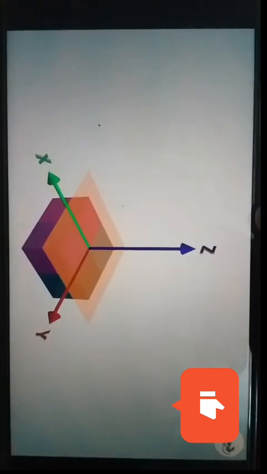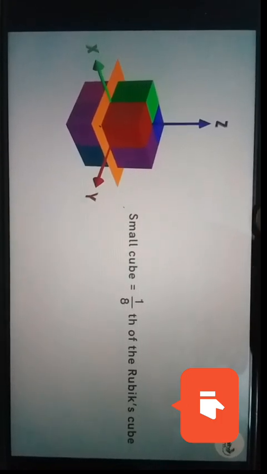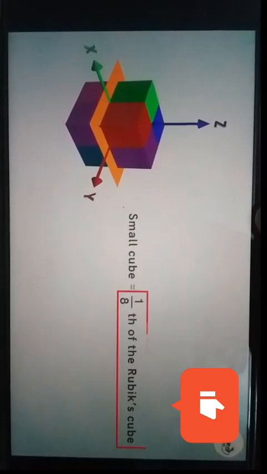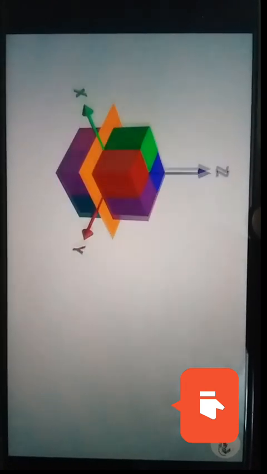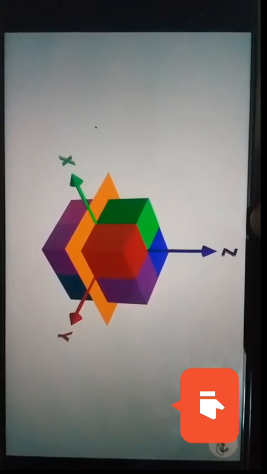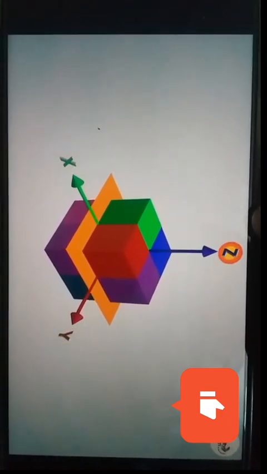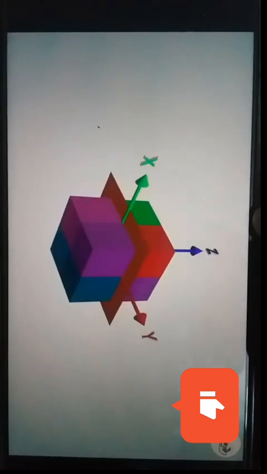This looks like a Rubik's Cube with 8 cubes. 4 at the top and 4 at the bottom. Each small cube in the Rubik's Cube is 1/8 of the whole cube. Or we can say that it's 1 out of the 8 parts of the Rubik's Cube. Just like the axes divide the Rubik's Cube into 8 parts, we can say that the X, Y and the Z axis divide 3-dimensional space into 8 parts.